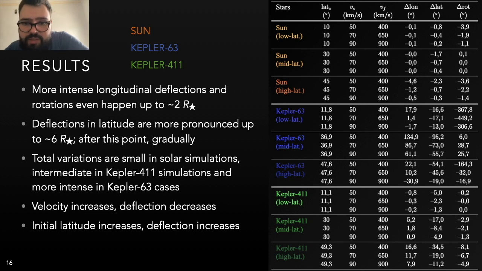In general, the total variations are small in solar simulations, intermediate in Kepler 411 simulations, and more intense for the Kepler 63 cases. Another trend in the simulations is that as the speed increases, the deflection is lower. For the initial latitudes it is the opposite.